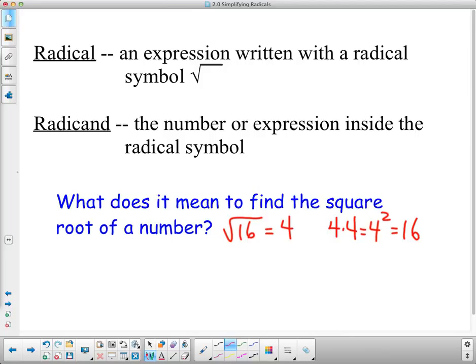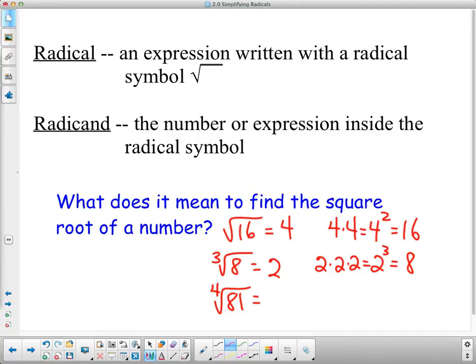Now, if we were using the radical symbol for more than a square root, we might be saying, what's the cube root of 8? 2. Why is it 2? How many 2's? 3 this time. So we're raising to the 3rd power to get the radicand number instead of just to the 2nd power. So you can have to the 4th, let's see, 4th root of 81. What times itself? 4 times.